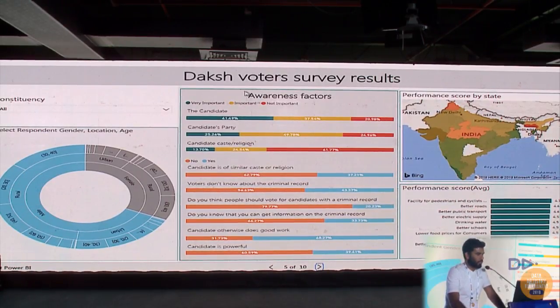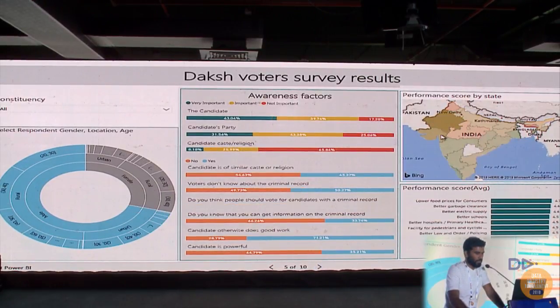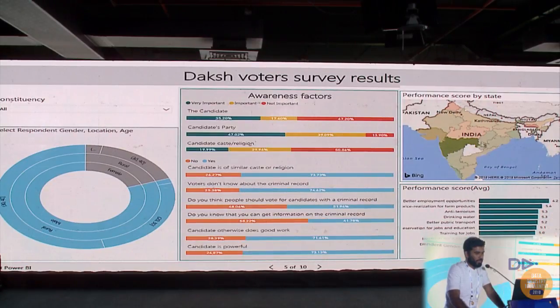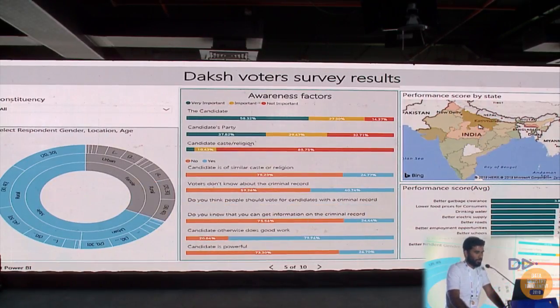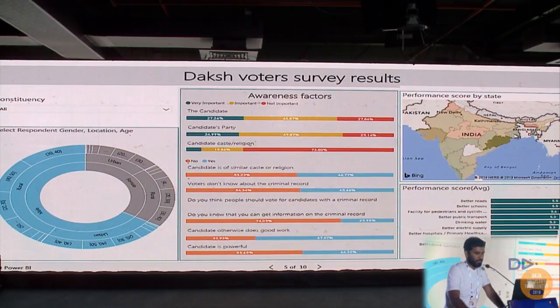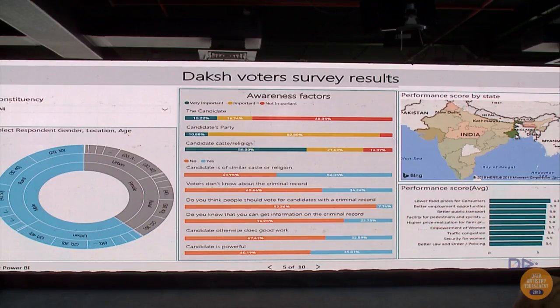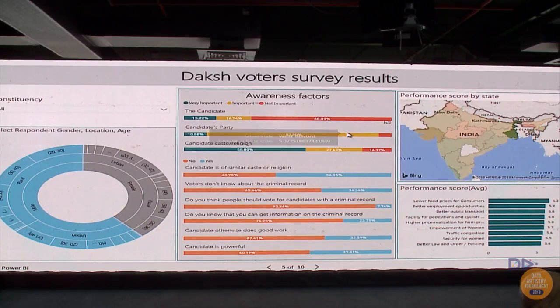Okay, so now let's look at this bar, the candidate and the candidate's party. So what people think about these two figures. Let me just run it through a couple of states. We see the yellow and the green bars take the priority in most of the states, except in West Bengal. West Bengal feels like the candidate is more important than the candidate's party, whereas the rest of the states feel like the candidate's party is important.